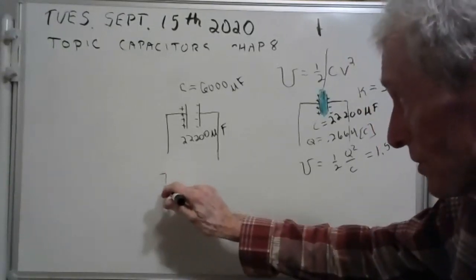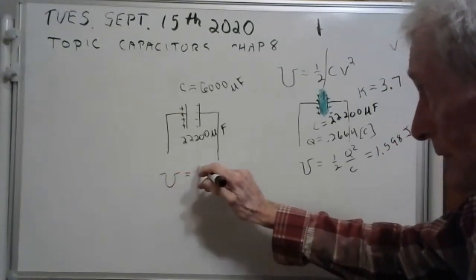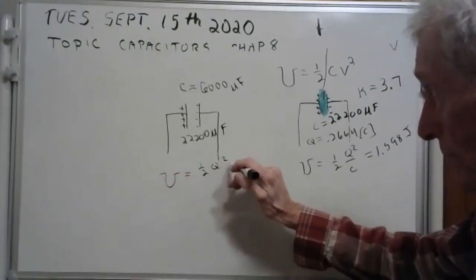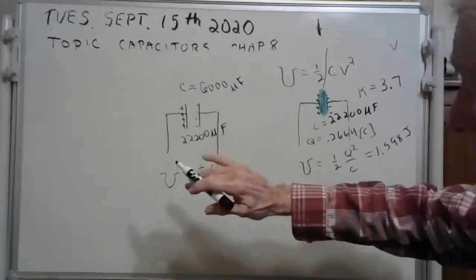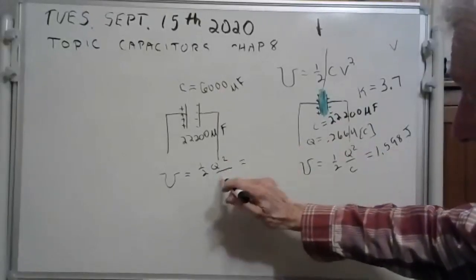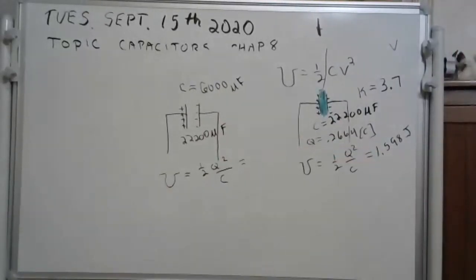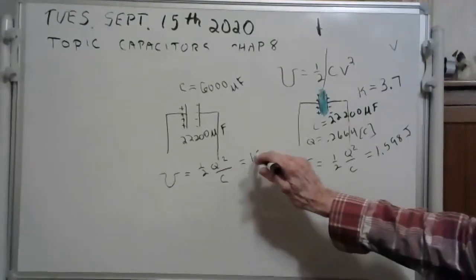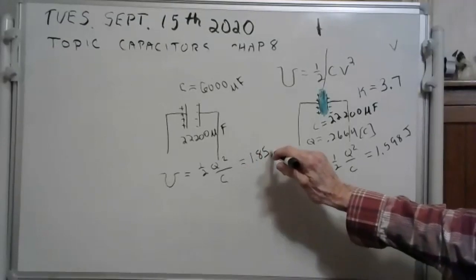So what's the energy stored in it after you pull the paper out? Well, it's 1/2 Q squared over C. We got the Q, we got the C. So help me find the energy stored after you pull the paper out. Here we go. 1/2 times 22,200 e to the minus 6 divided by 6,000 e to the minus 6. I'm getting 1.85 joules.